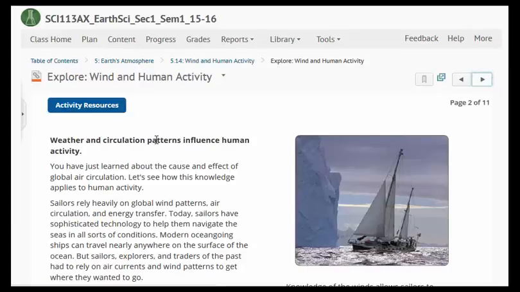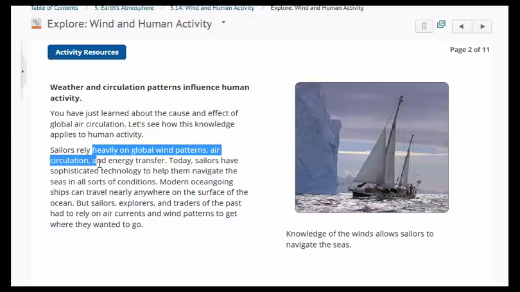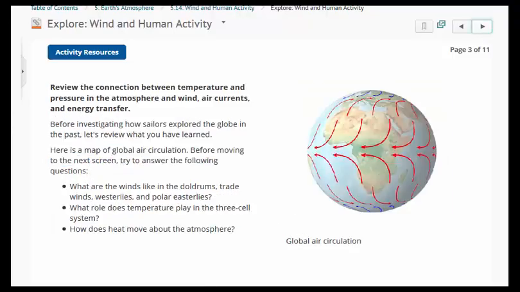Wind and human activity. Weather and circulation patterns influence human activity. For example, sailors rely heavily on global wind patterns, air circulation, and energy transfer in order to navigate the oceans. And it happens in a predictable way. So make sure you know a few terms.